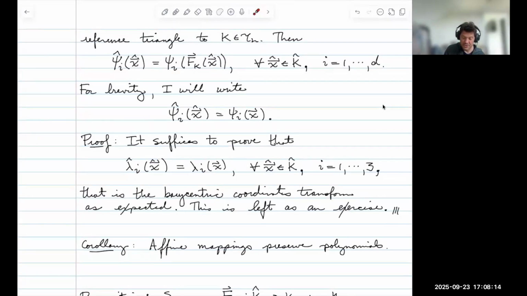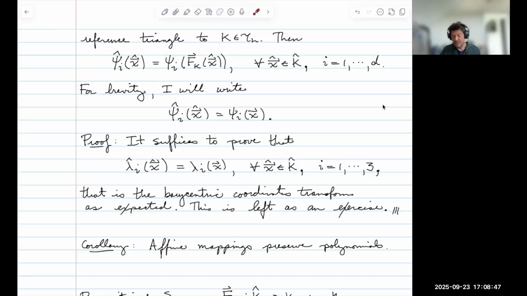Now, what this also shows is the following. If the basis functions transform into basis functions, and remember, the basis functions are going to be the building blocks for polynomials, then that means that affine mappings preserve polynomials. So in other words, if I have a polynomial on the reference triangle or on the triangle K, then under the transformation F or F inverse, remember F is an invertible map, it gets transformed into a polynomial.